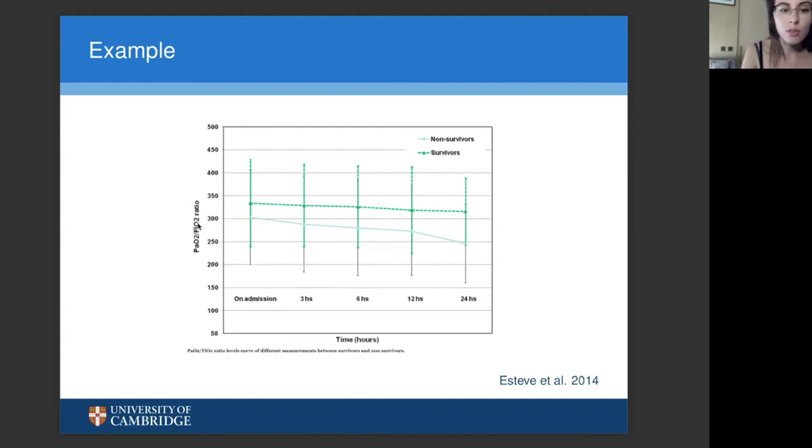So the most useful thing is actually to combine the two pieces of information together. So we can see that when we take the ratio of these, this study in 2014 found that the non-survivors tend to have a much lower ratio. So their oxygen levels in the blood is much lower for a given amount of oxygen that they're breathing in.